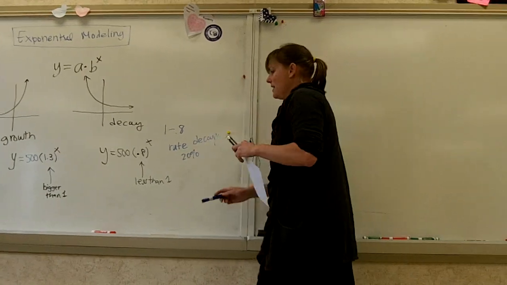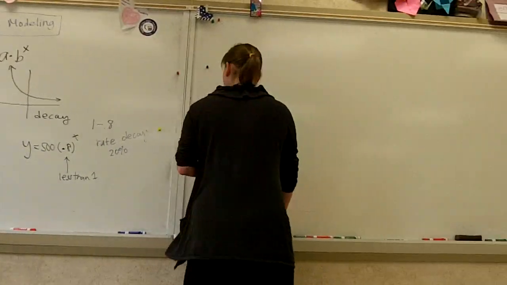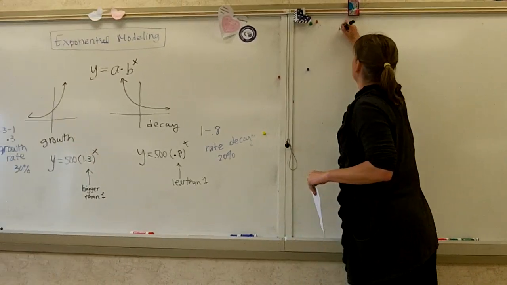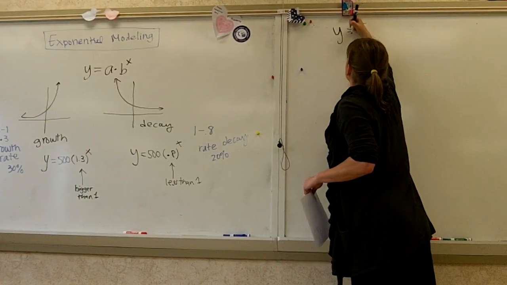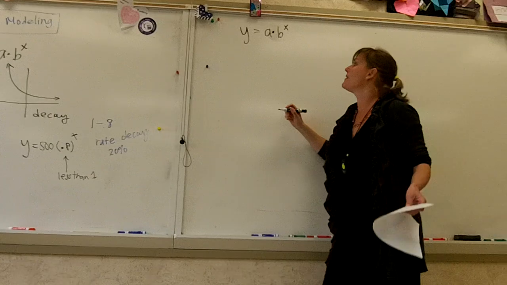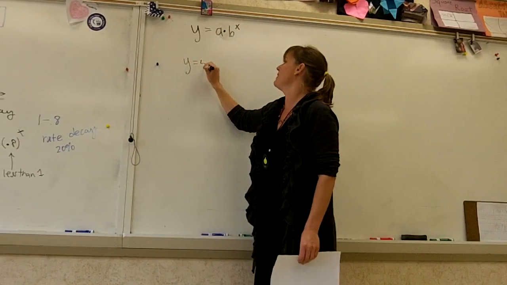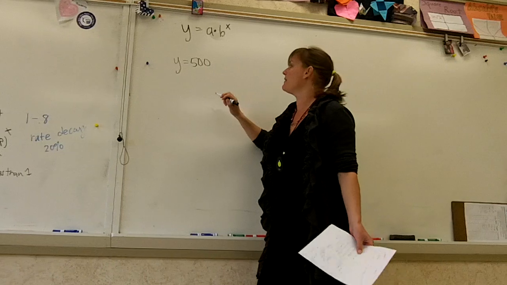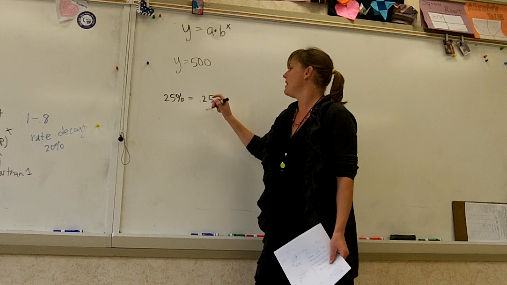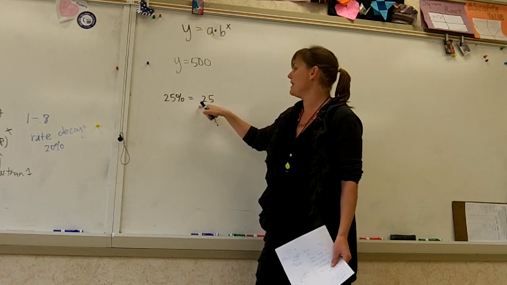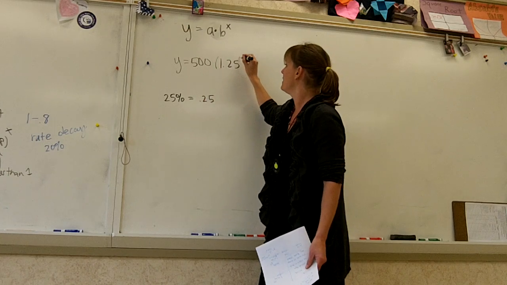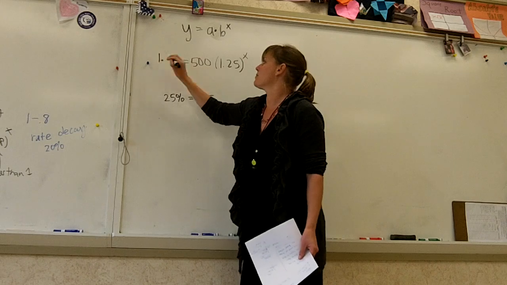All right? So then you have some basic problems that you're going to see in your homework tonight that look like this. You see them on your paper. If you have an initial value, we're going to write all our functions like this: a times b to the x. The first question says that you have an initial value, so y is equal to 500, and then you have a growth rate of 25%. So 25%, I write that as 0.25, and then I have to remember to make the base bigger than 1 because it's growing, so I add 1 to that. I would have 1.25 raised to the x power. So that's the first problem.